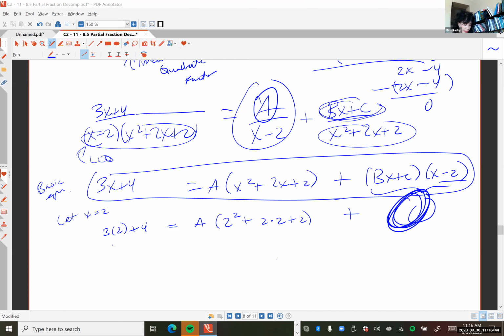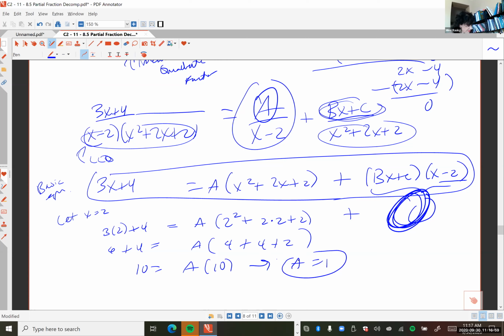Well, it's a hot mess. So on the left, I have 6 plus 4 is equal to a times some big old number here. What do I have here? 4 plus 4 plus 2. Oh, that's not too bad. 10 is equal to a times 10. Nice. A is equal to 1. Does that always happen? Oh, hell no.